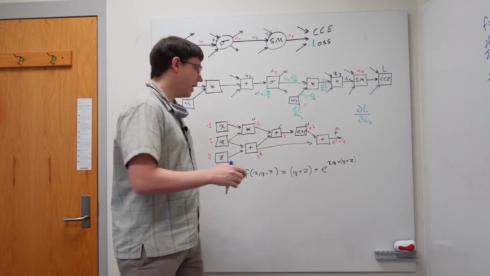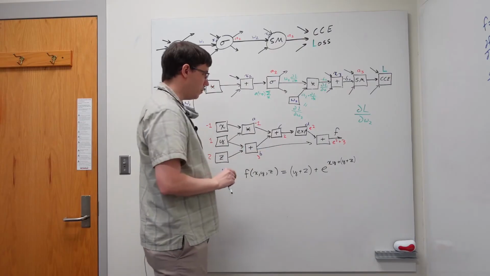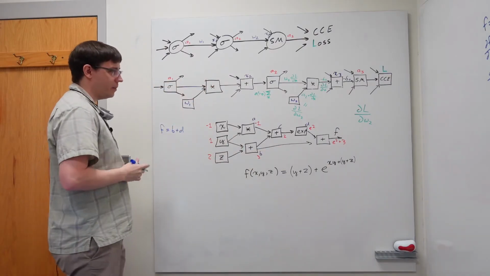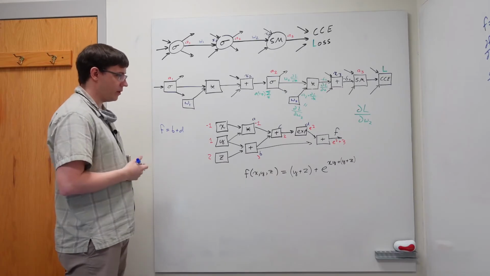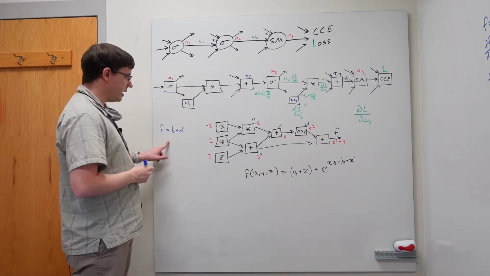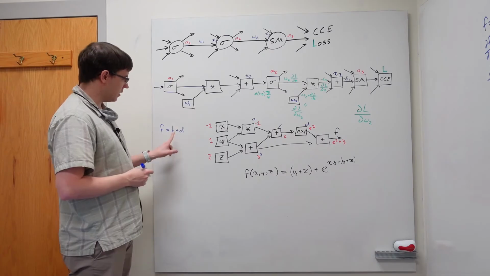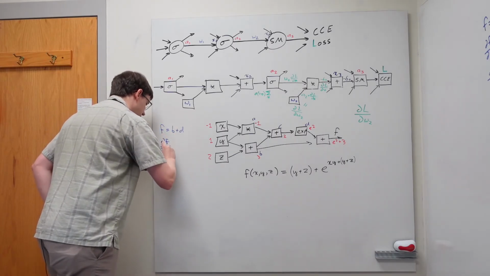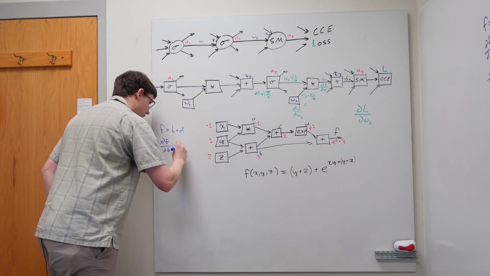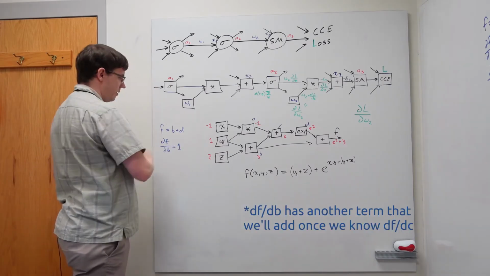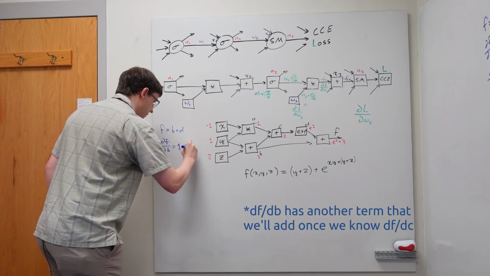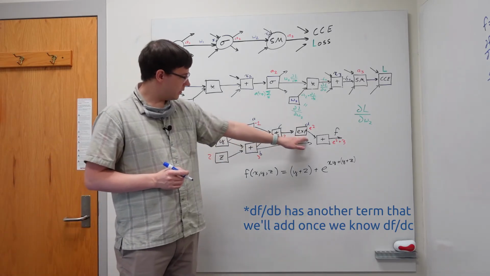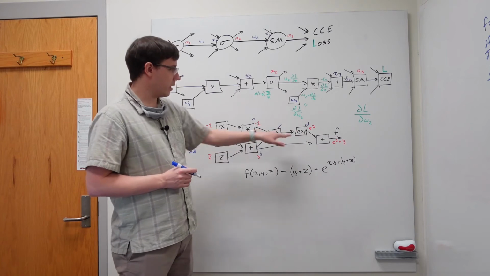So here, f is equal to b plus d. And so the partial derivative of f with respect to b is, well, d goes to 0 and b goes to 1. So partial f over partial b equals 1, and the same for d. The more interesting cases are nodes like the exponential or the product.